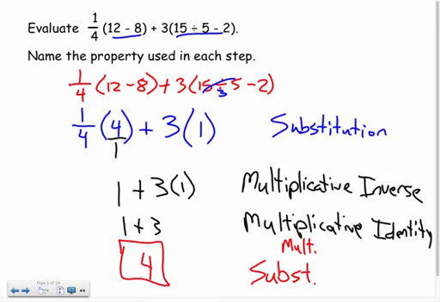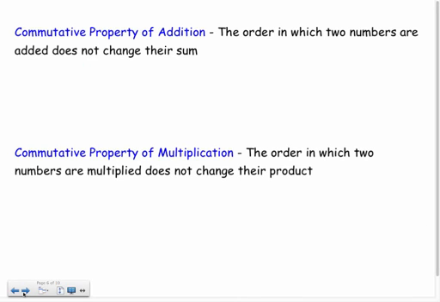So you're just naming the property that you use in each step. I know you think it's kind of pointless, but it's good to get used to some of these math terms and why we can do what we do. It doesn't take that much extra time, so let's use our properties here. A couple more properties, stuff that you've learned before. Commutative property just means the order in which two numbers are added does not change their sum.